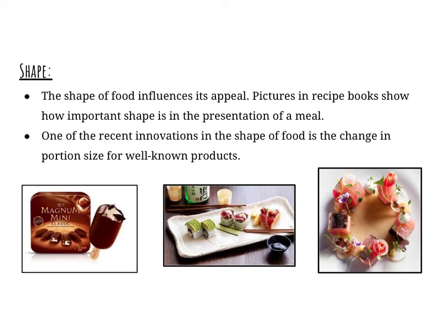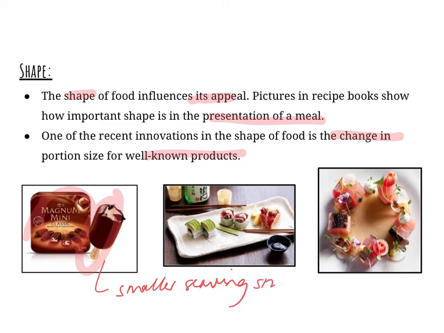Now, shape also has an impact when it comes to the physical appearance of food. So shape influences the appeal of food, and pictures in recipe books show how important shape is in the presentation of a meal. One of the recent innovations in the shape of a food is the change in portion size of very well-known food products. And a good example here is the Magnum Mini. Having that mini size ice cream and changing the shape does increase the appeal. And the reason why is that you would have a smaller serving size and a smaller ice cream, and as a result, not as much guilt.